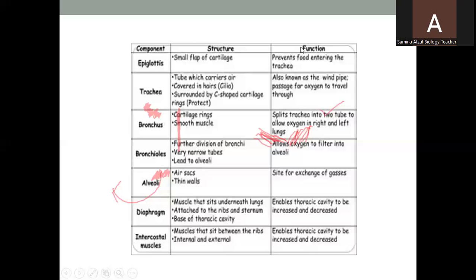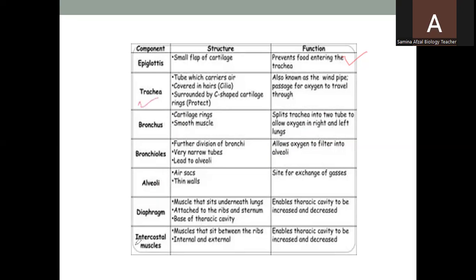In the next slide, we will discuss the structure and function of different parts of the respiratory tract. First of all, the epiglottis, which is a small flap of cartilage, prevents food from entering the trachea. So when we are eating food, at that time, this epiglottis covers the glottis, and in this way, the food particles do not enter the respiratory tract.